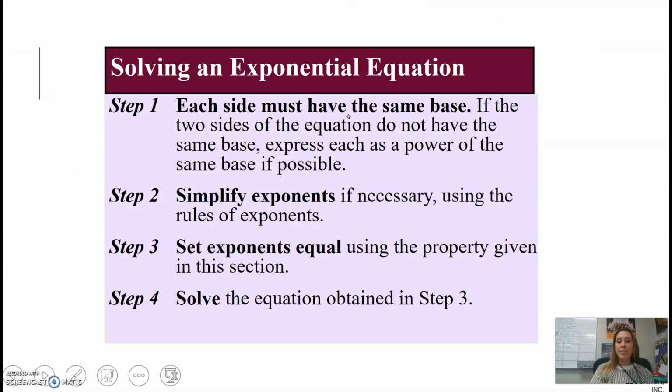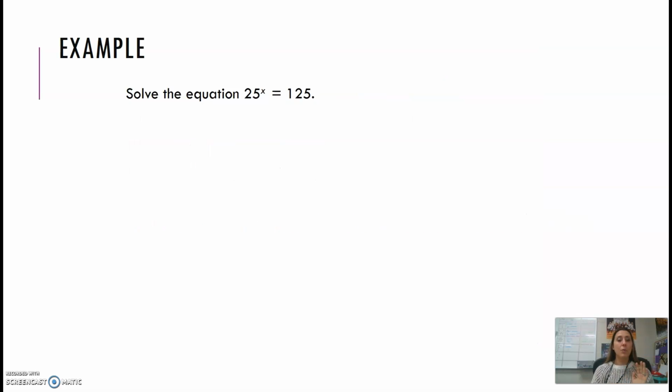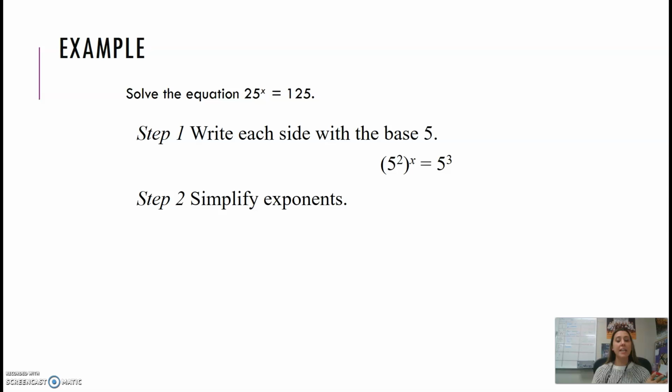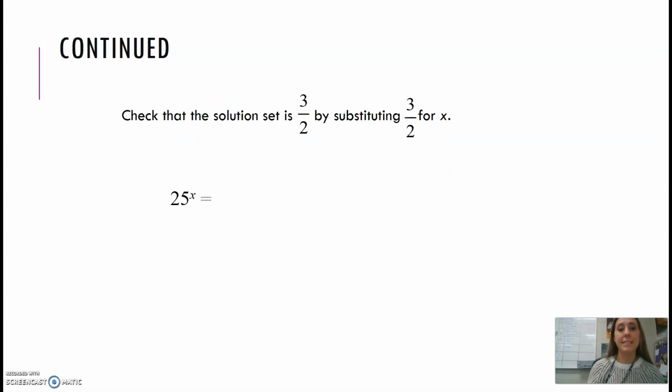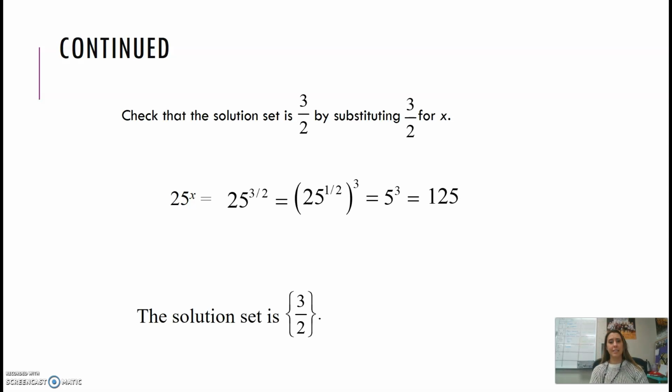We already have this in our notes. Check your notes, make sure you have this. We've already talked about it. If you don't already have this in your notes, make sure you do. We went through this example in class. But again, we write each side as a base. I just wanted to quickly go through this because now we're going to do a more complicated case. And then we always want to check our answers.